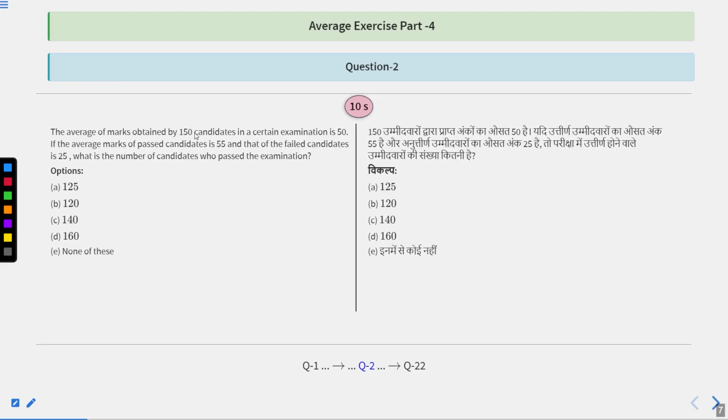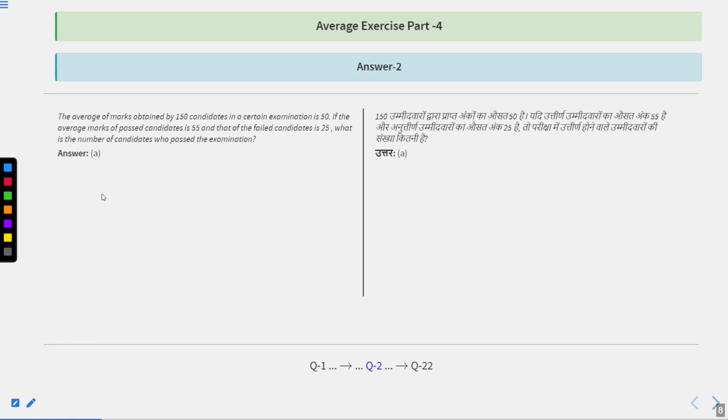The average mark obtained by 150 candidates in a certain examination is 50. If the average mark of passed candidates is 55 and that of failed candidates is 25, what is the number of candidates who passed the examination? You have 5 options and 10 seconds to analyze the question. Your time starts now. Now time's up. Let's see the solution.